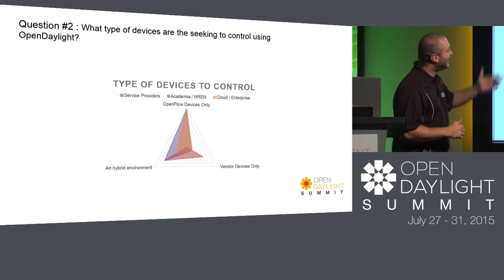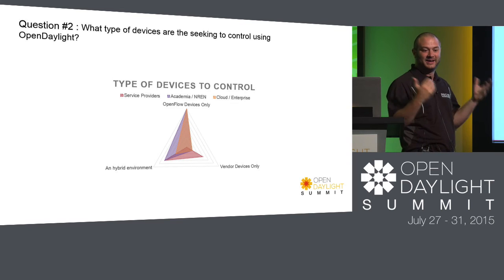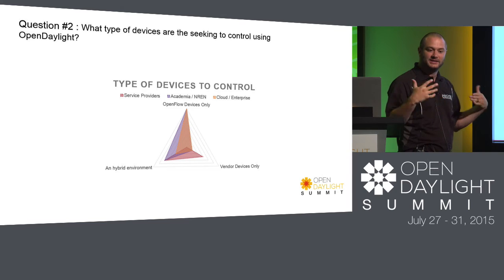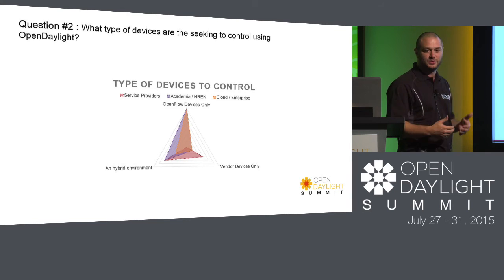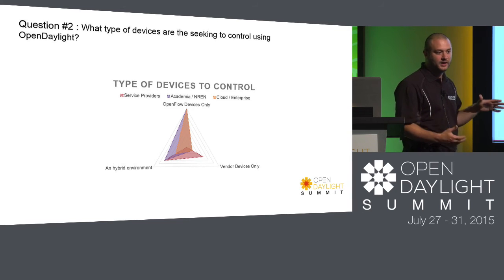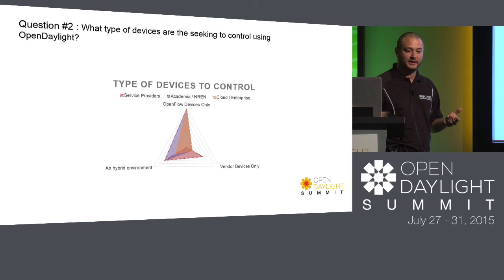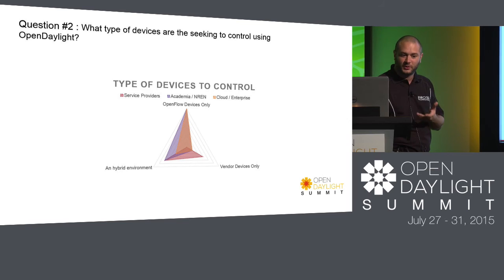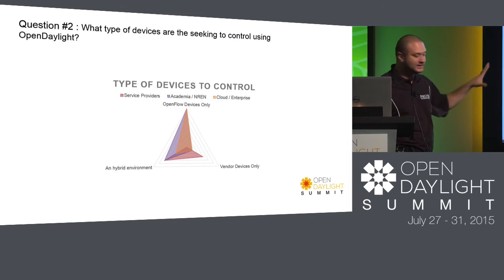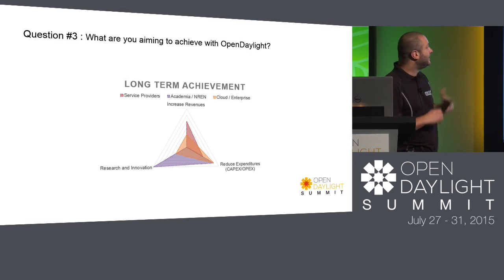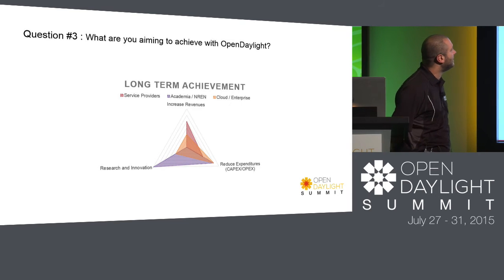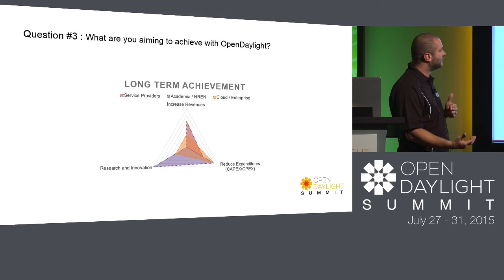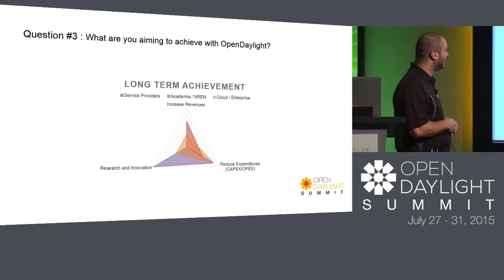And then the cloud was really more of a clean slate deployment as well, because usually it is self-contained within the cloud environment that they are building. So most of them were pushing towards more of an OpenFlow fabric. So that's how these results came in. Then question number 3, what are you aiming to achieve with OpenDaylight? So what are the long-term achievements in using OpenDaylight?